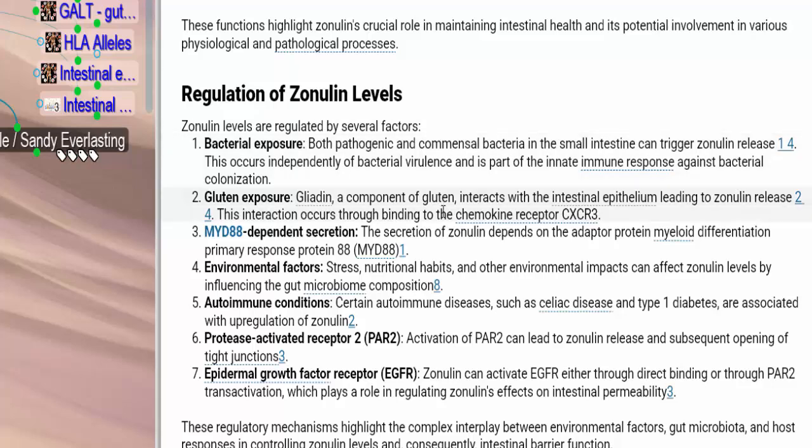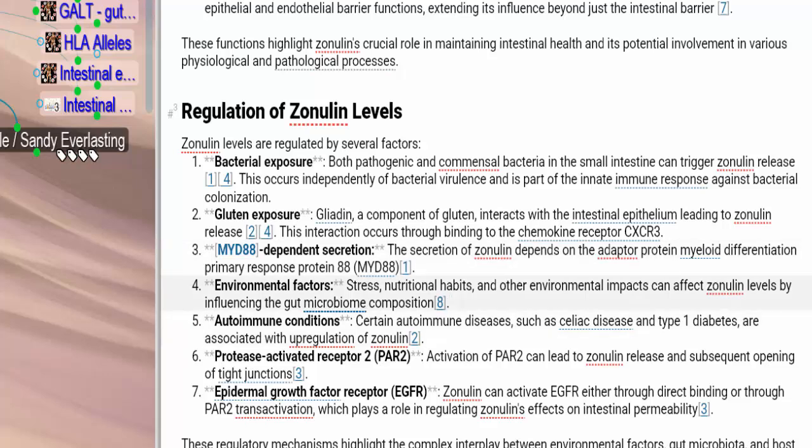And then its secretion depends on this adapter protein. That's hyperlinked, so when you come into the database, you can click on that and find out what that is. Also, environmental factors, stress, nutritional habit, other environmental impact can affect its levels by influencing the gut microbiome composition. Everything's linked together. And then in certain autoimmune conditions, for example, celiac and type 1 diabetes, zonulin can be upregulated. I'm not going to go through this because you guys are going to need to come in the database and read about these to find out what these are. Protease activated receptor 2, epidermal growth factor, those are both involved.